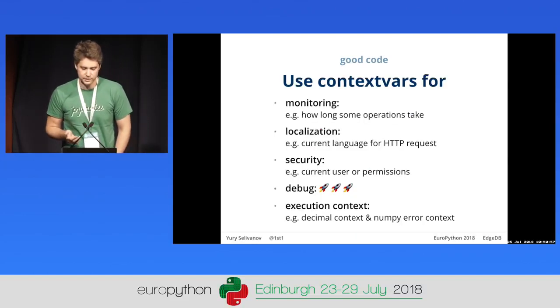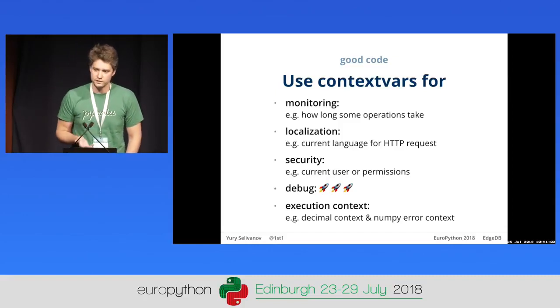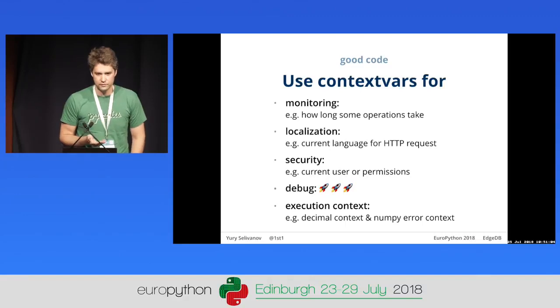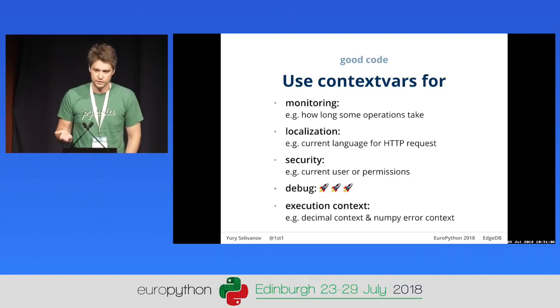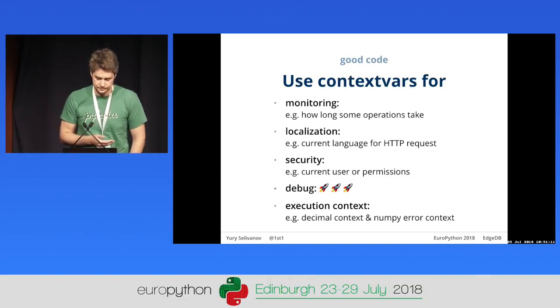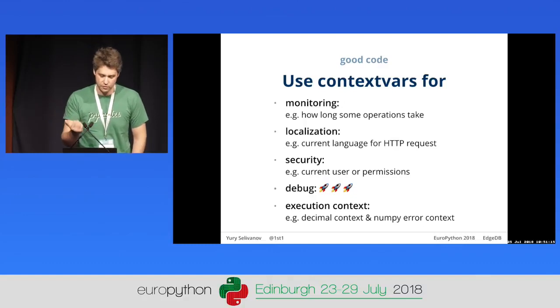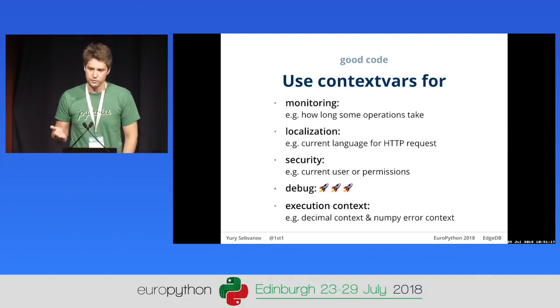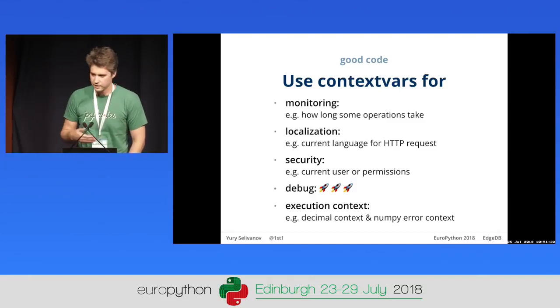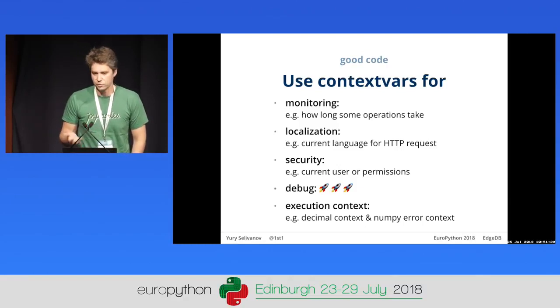So you can use context variables for monitoring, obviously, for profiling, for tracing. You can use it for localization. For instance, if you know that the current user is an English or German-speaking guy, you can just put that language into a context variable and you will always know that. You can use it for security. You can put the current user ID or current security capabilities into the context variable, and you will be able to read those from basically any point in your application. You can use it obviously for debug.